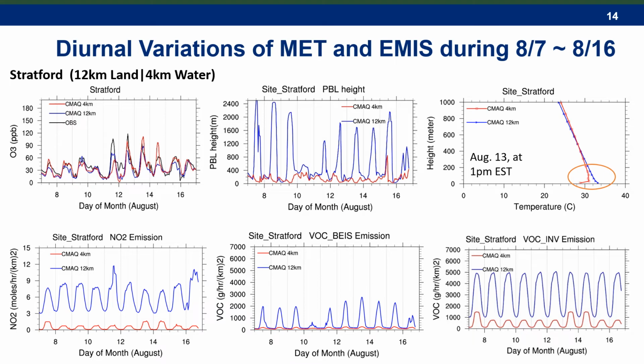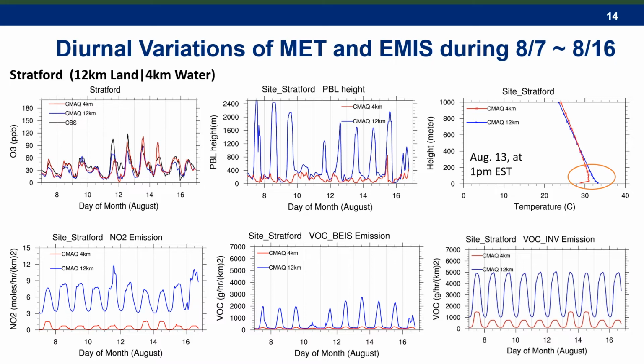Stratford is a land cell at 12 km, but a water cell at 4 km resolution. Because of this land cover change, the PBL height and the surface temperature decrease during daytime at 4 km resolution. A temperature inversion forms at 4 km compared to the 12 km WRF simulation.